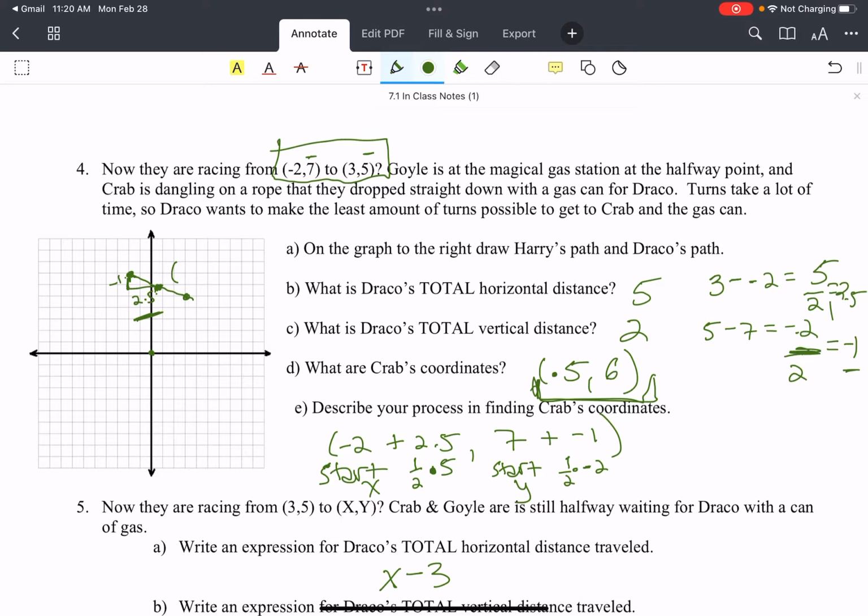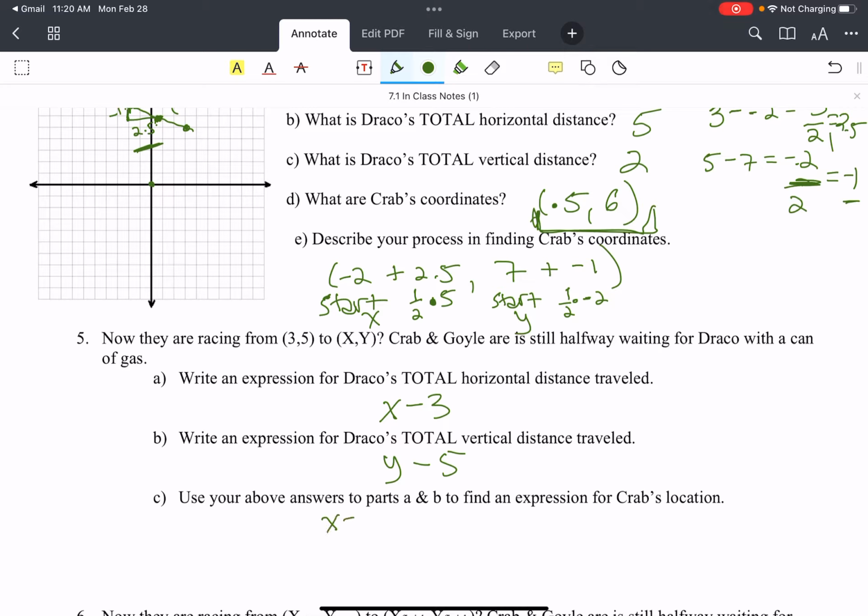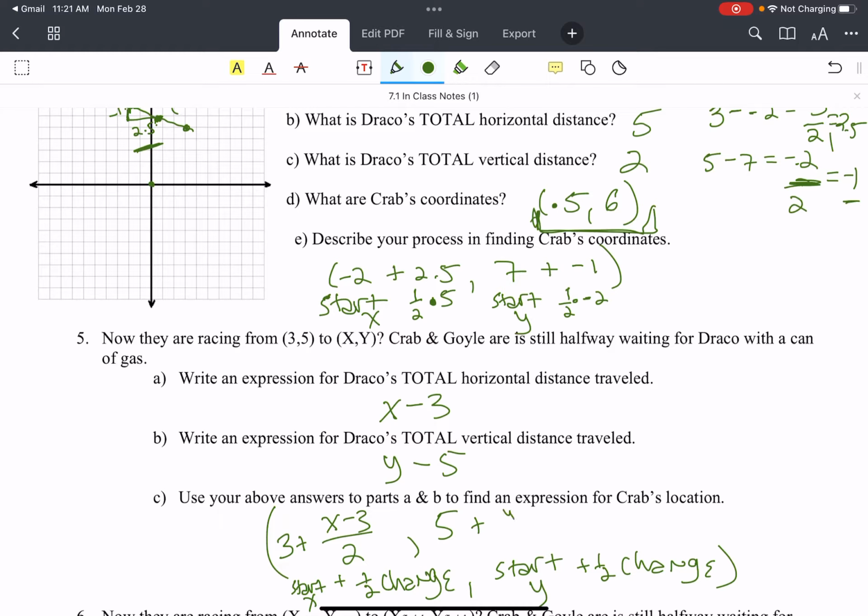Good. Okay, so then if I want to find, this is the total horizontal distance, right? But I want half of that. Does that make sense? And what's my starting x coordinate on this question? 3. So this is my start plus half of my change. And then now I want to do it for my y. Starting y plus half of my change. So I'll do 5 plus y minus 5 over 2.